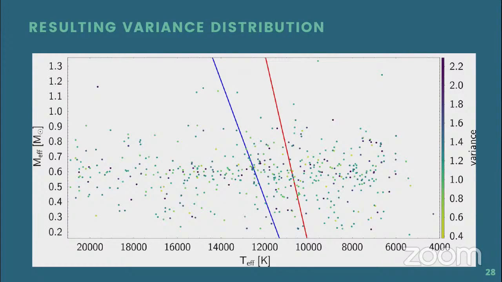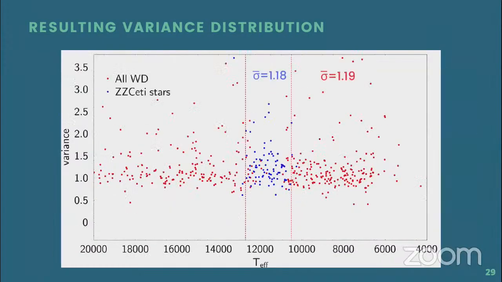We really couldn't see this the first time, so we decided to put it this way to see what we were recovering, and then we calculated the mean of these variances inside the instability strip, so for the blue points, or outside of the instability strip, so for the red points. And as you can see, we really couldn't see any difference, and in fact, it came out lower than outside the instability strip. So we didn't really understand why we weren't seeing any variability.